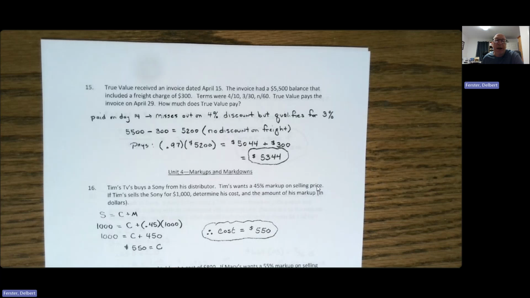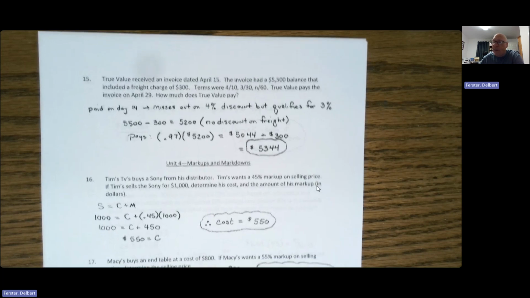So on problem 16, we find a 45% markup on selling price. So we're going to take a look at what we've got. We know the selling price is $1,000, so that goes in for S. We're searching for cost. We'll let that just be C. The markup in this problem is 45% of the selling price, which we happen to know is $1,000. So it's 45% of that. That actually amounts to $450. A little algebra crunch, and we're going to solve for C. So subtract 450, and we find the cost on problem 16 at $550.